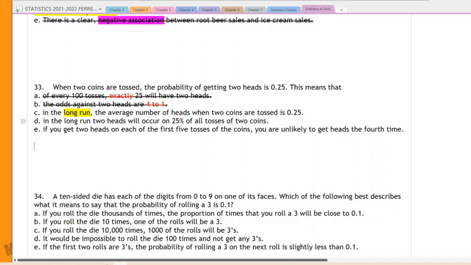We'll take a look at letter D: in the long run, again with the long run, two heads will occur on 25% of all tosses. Okay, so this here makes it sound like 25% is going to happen no matter what. And that's not the case.